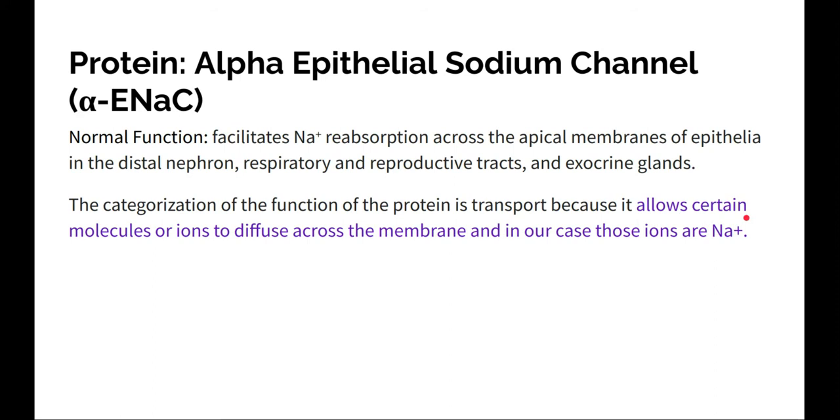The protein is alpha epithelial sodium channel, known as alpha ENaC. The normal function of the protein is that it facilitates sodium ion reabsorption across the apical membranes of epithelia in the distal nephron, respiratory, and reproductive tracts, and exocrine glands. The categorization of the function of the protein is transport because it allows certain molecules or ions to diffuse across the membrane. And in our case, those ions are sodium.